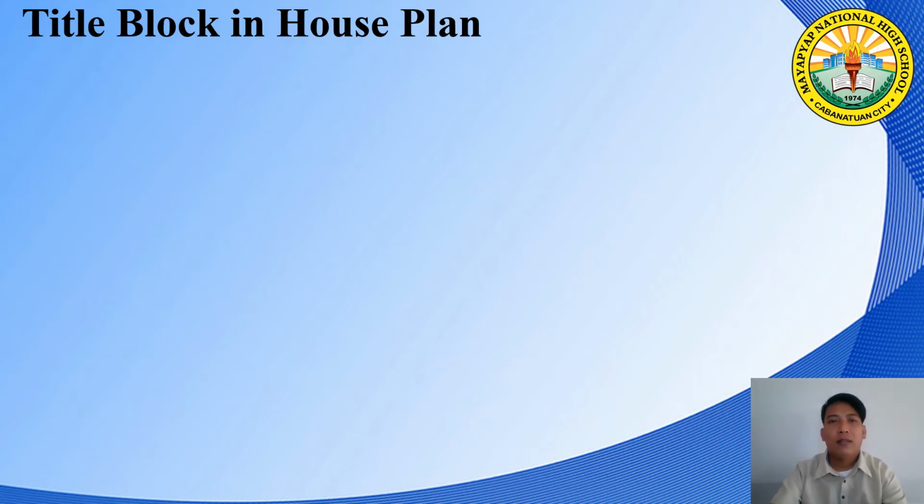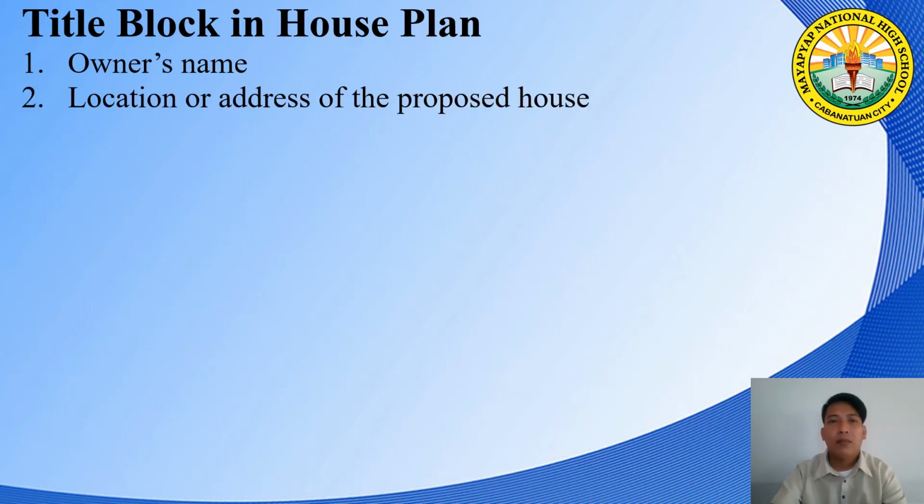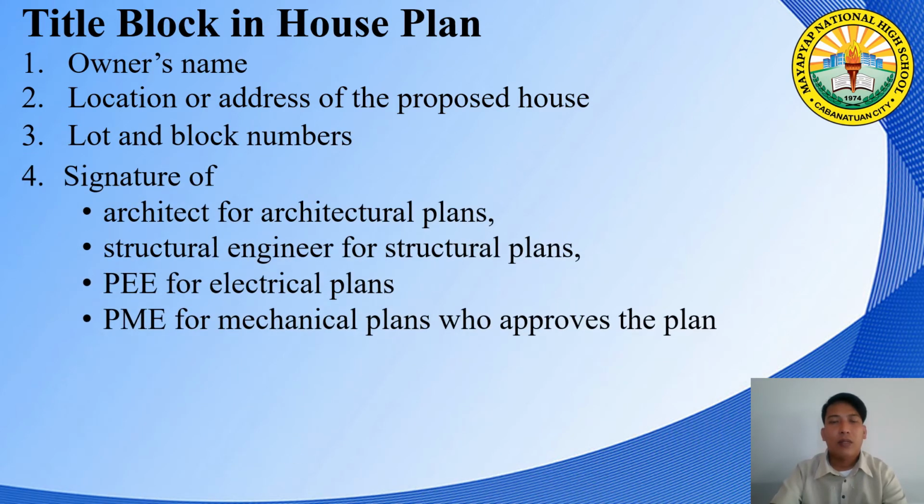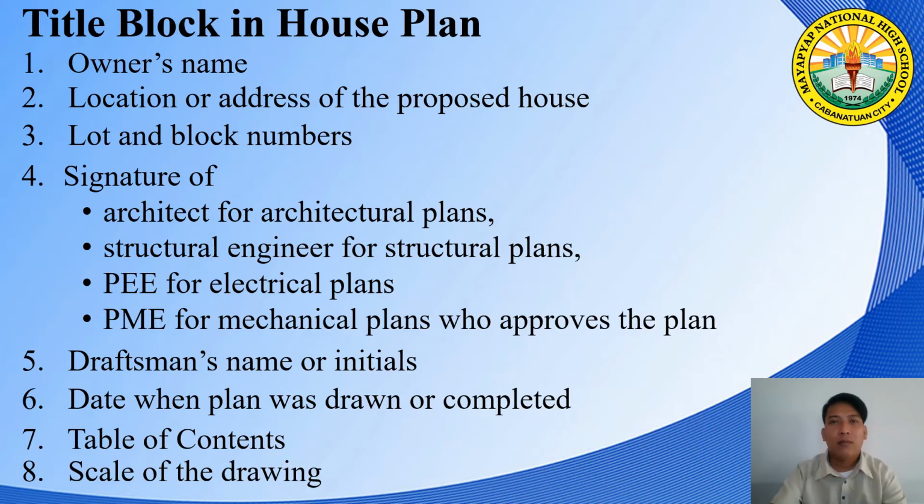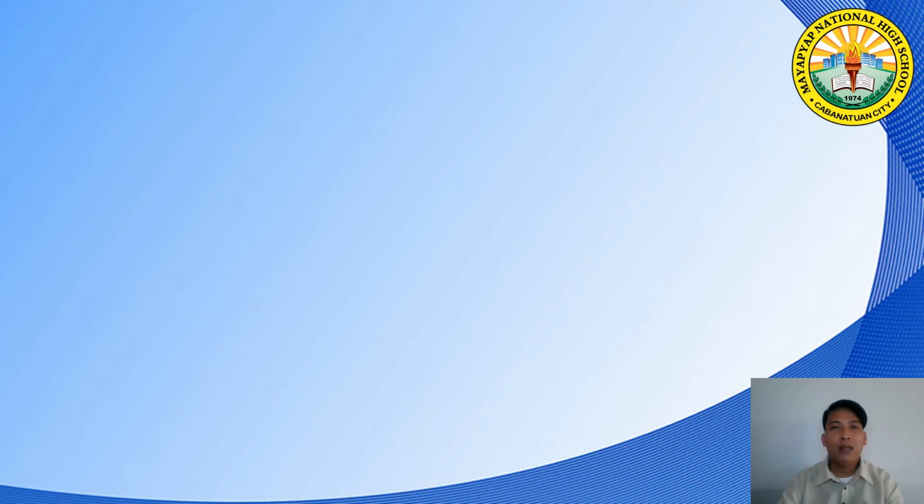Title block in house plan. The title block in house plan includes the following information: owner's name, location or address of the proposed house, lot and block numbers, signature of architect for architectural plans, structural engineer for structural plans, PEE or professional electrical engineer for electrical plans, and PME or professional mechanical engineer for mechanical plans who approves the plan. Draftsman's name or initials, date when the plan was drawn or completed, table of contents, and scale of the drawing. Here is an example of a title block of a house plan.